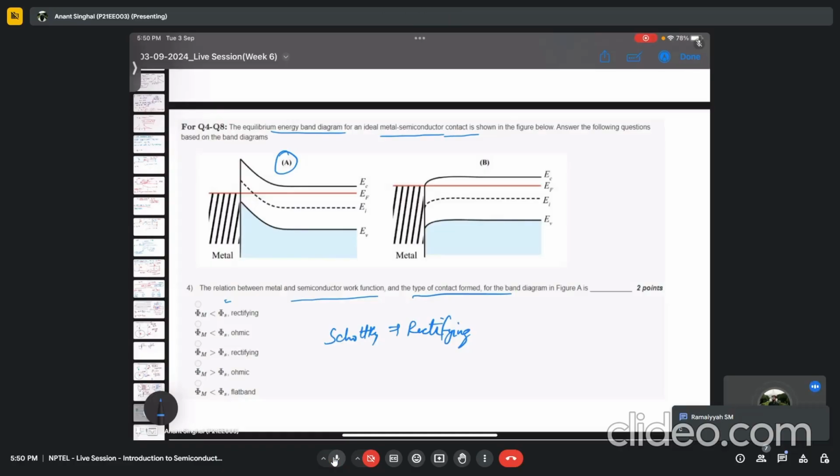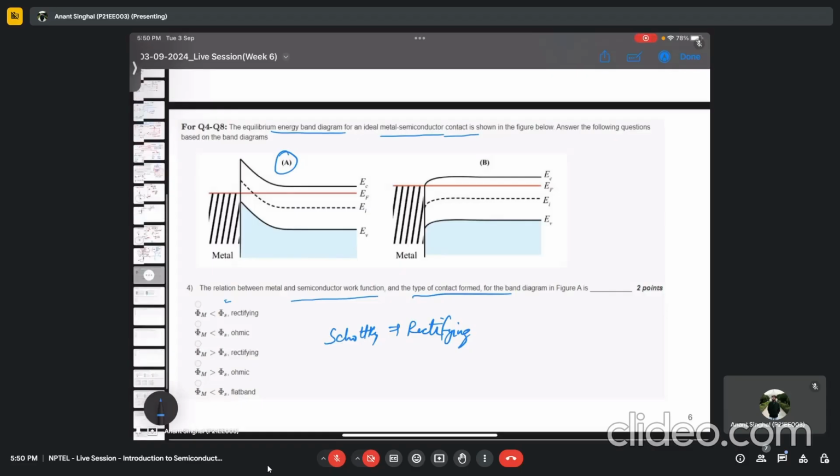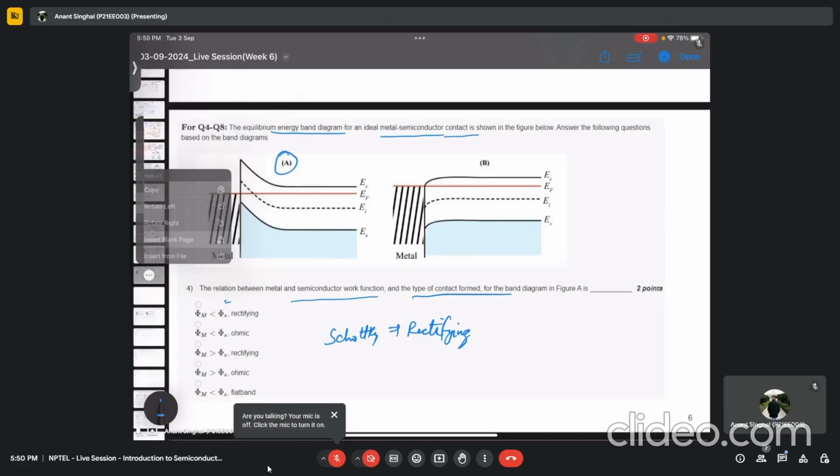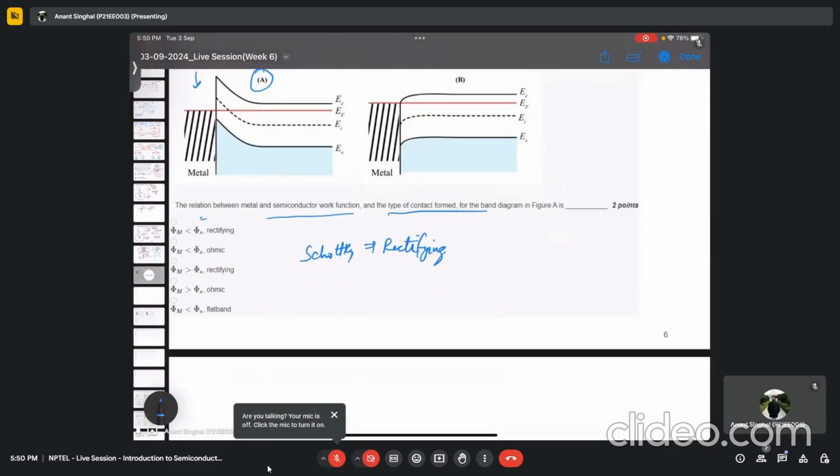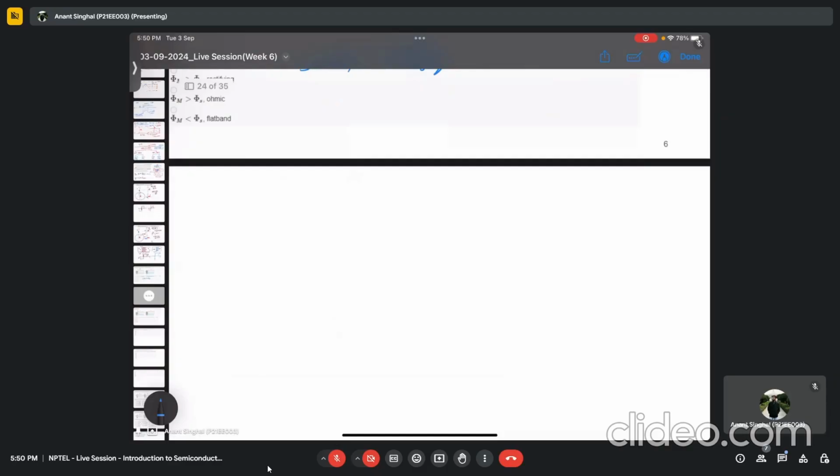So I've got one answer: C. Let's wait for some more answers and then we'll see. So maybe I can give you a hint also. We have a band bending move upwards. What you can try out is, let's say this is the vacuum level. I guess we have already done it, but for your understanding, let's say this is q phi m.